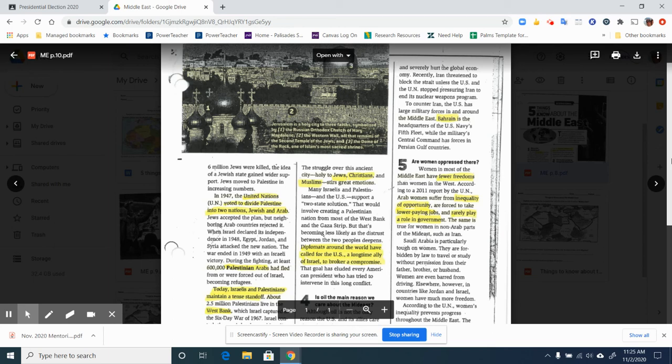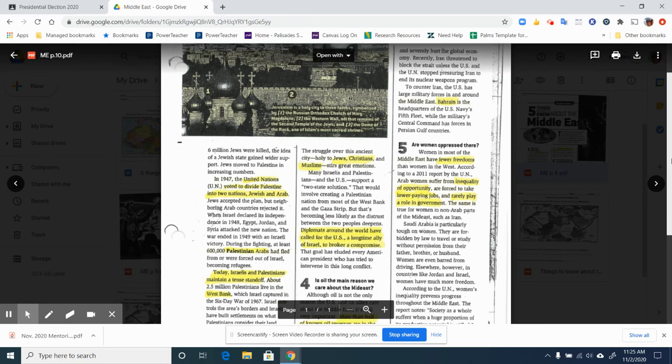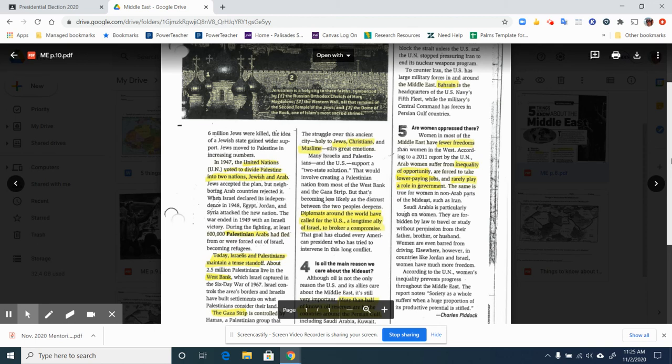Saudi Arabia is particularly tough on women. They are forbidden by law to travel or study without permission from their father, brother, or husband. Women are even barred from driving. Elsewhere, however, in countries like Jordan and Israel, women have much more freedom.